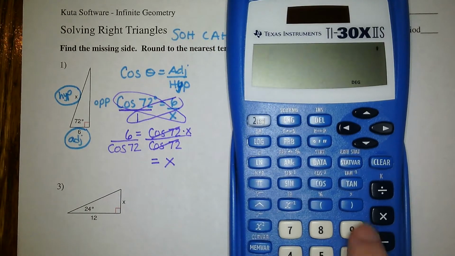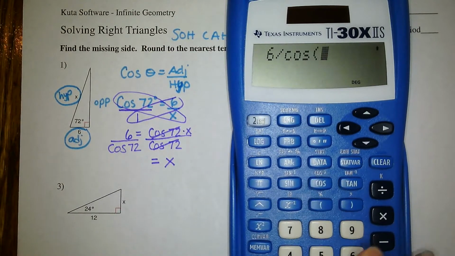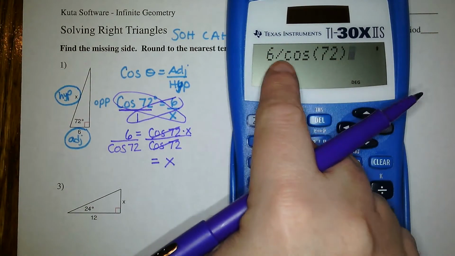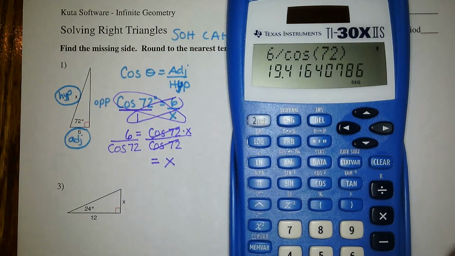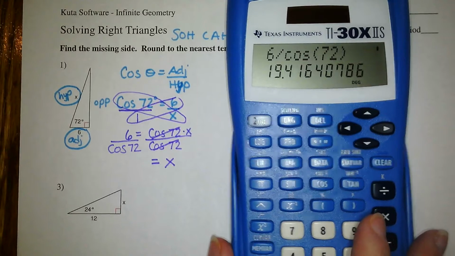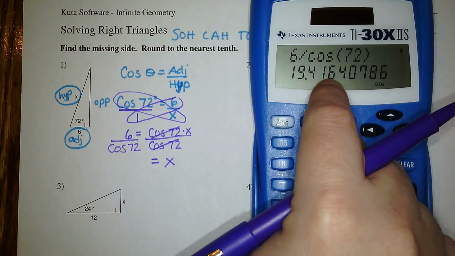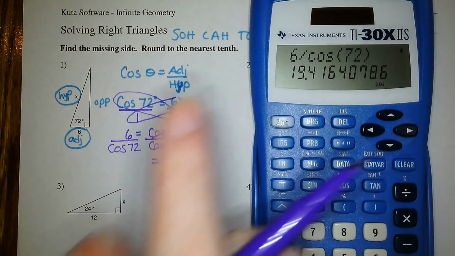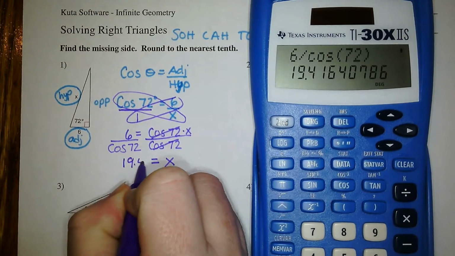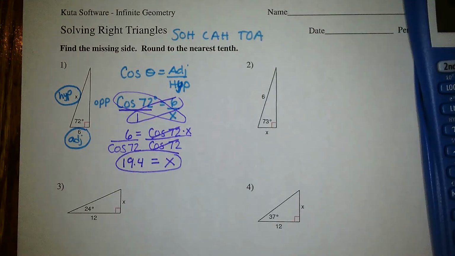So now all I have to do is literally type this in. I'm typing in 6 divided by, and then cosine 72. Cosine button, 72. Make sure you close the parentheses here. So I'm doing 6 divided by cosine 72. I'm going to hit enter. When I do, I'm going to get a nasty, nasty decimal, because that's what calculators give me with trig 99% of the time. Now this one says to round to the nearest tenth. So I need to go one place after the decimal. The 2 tells me to stay, not bump. So this is going to be 19.4. And there's your answer for number 1. I'm going to clear this out, and we're going to move to number 3.